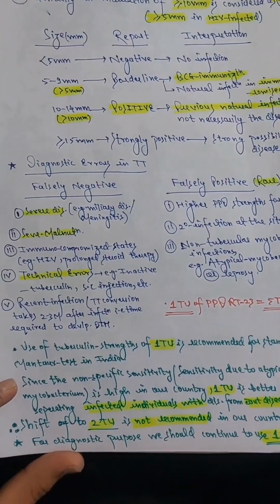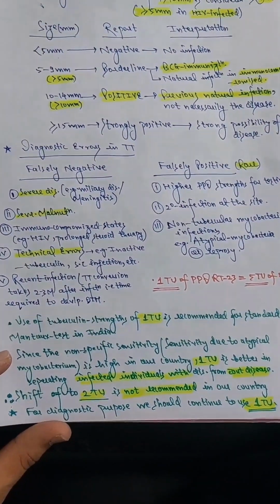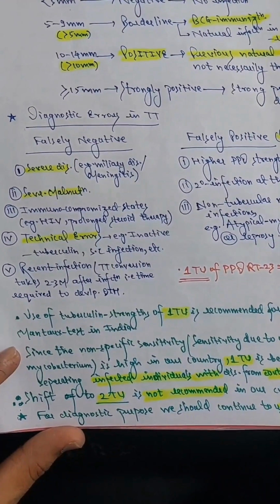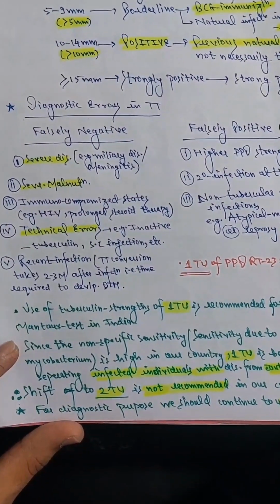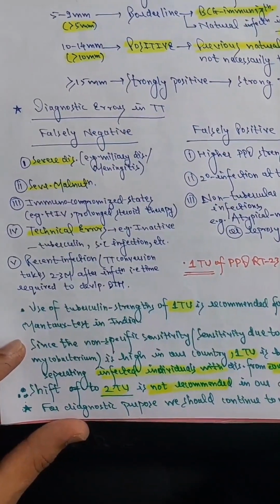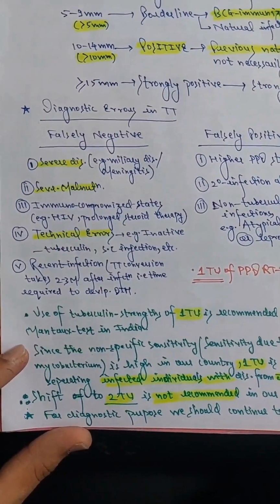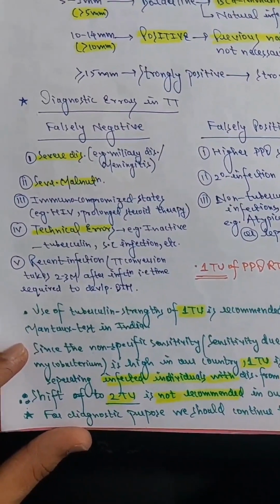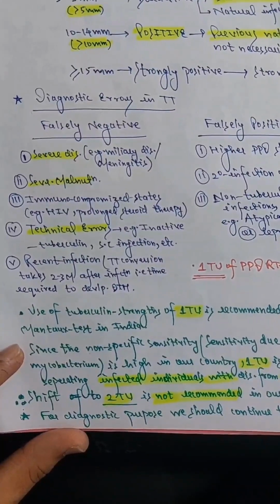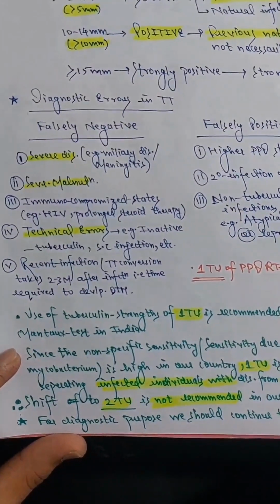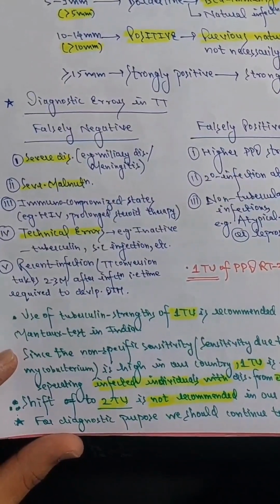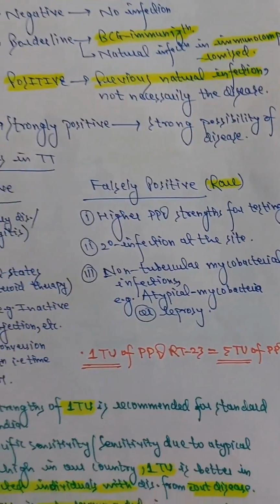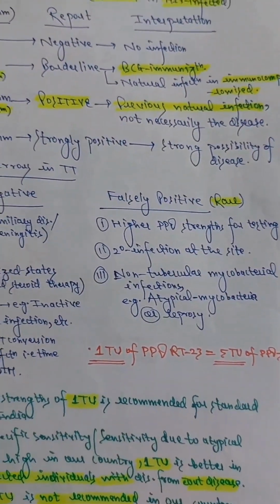And there are some diagnostic errors in the tuberculin test. It can be falsely negative and falsely positive. It is falsely negative in severe diseases such as miliary disease, meningitis, also in severe malnutrition, and also in immunocompromised states such as HIV, prolonged steroid therapy, and also technical errors such as inactive tuberculin, subcutaneous injection, etc. Also in recent infection, because tuberculin test conversion takes 2 to 3 months after infection, that is the time required to develop the delayed type hypersensitivity.